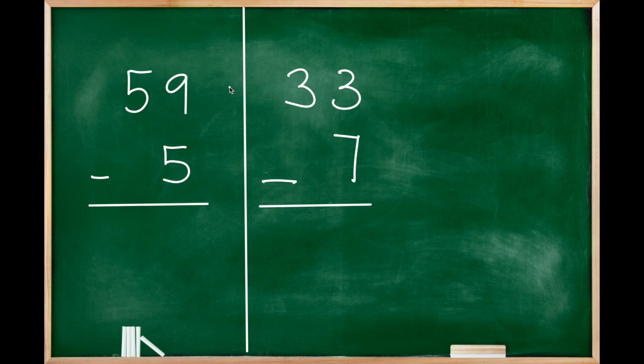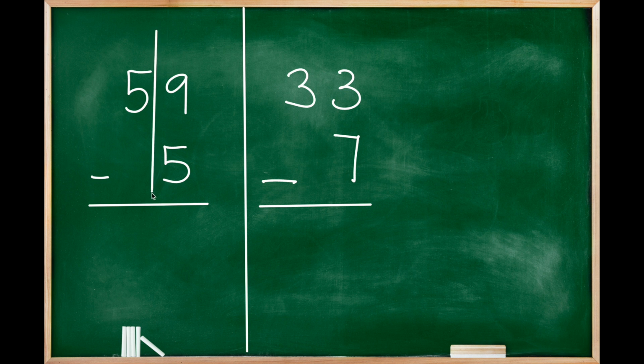We will solve these two subtraction problems, 2-digit minus 1-digit subtraction. We will solve these two problems. Let's get started with the first one: 59 minus 5. So we use the standard algorithm for this subtraction problem.